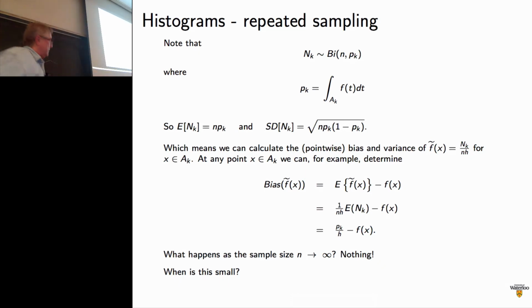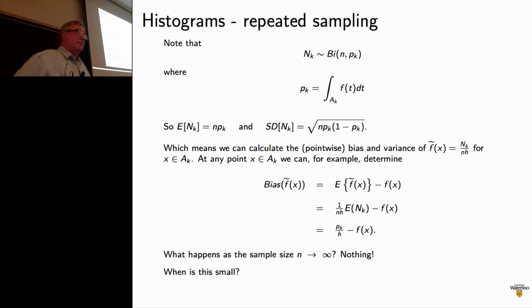So the question is, when is this small? When would that bias be small? Well, that bias is going to be small whenever pk over h is nearly f of x, for any x in that kth bin. Or when pk is nearly h times f of x.